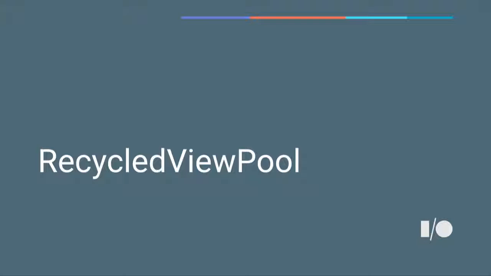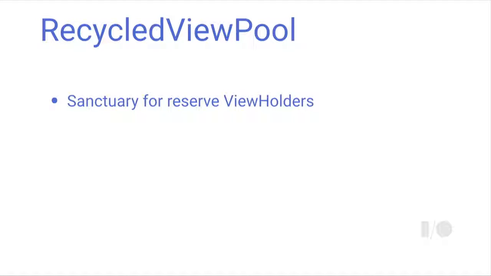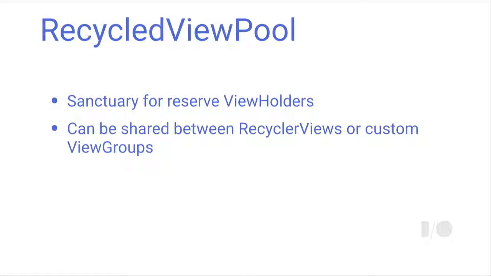So the recycled view pool is another component that's kind of important to know about, if only because it allows you to pull some pretty neat tricks depending on the type of UI that you're creating. The recycled view pool would normally just be an internal implementation detail where we're holding extra view holders of the different types like we mentioned earlier. But the cool thing about the recycled view pool is that you can share it between multiple recycler views or even just other custom view groups that you've written that need uniform views of this type.